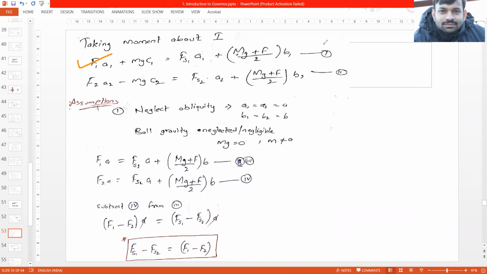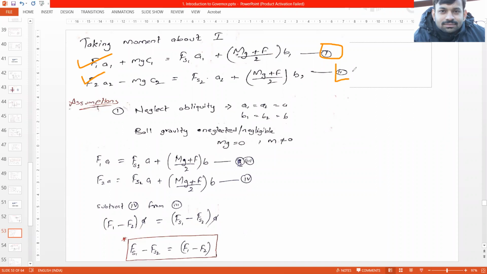So this is equation number 1. And similarly, for this position, F2 into A2 minus mg into C2 would be equal to Fs2 into A2 plus or minus mg plus or minus F divided by 2 into B2. So these are the two governing equations.